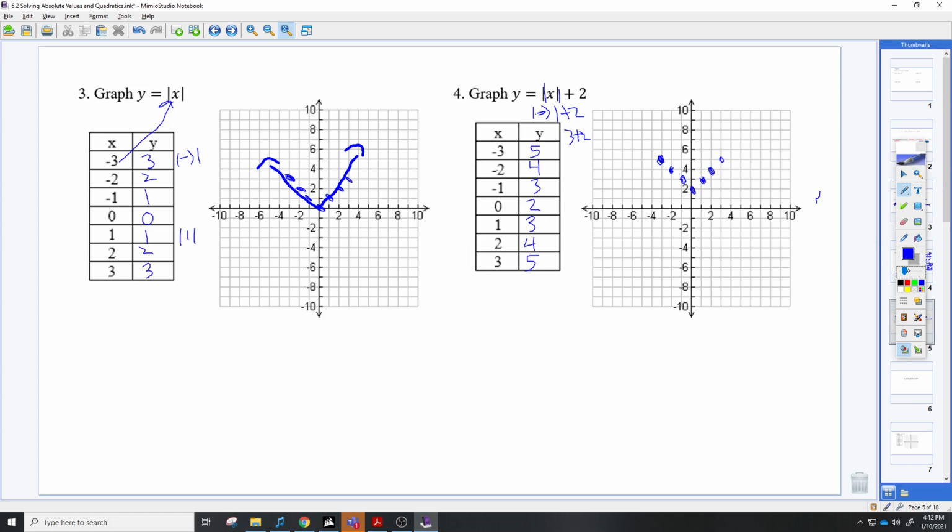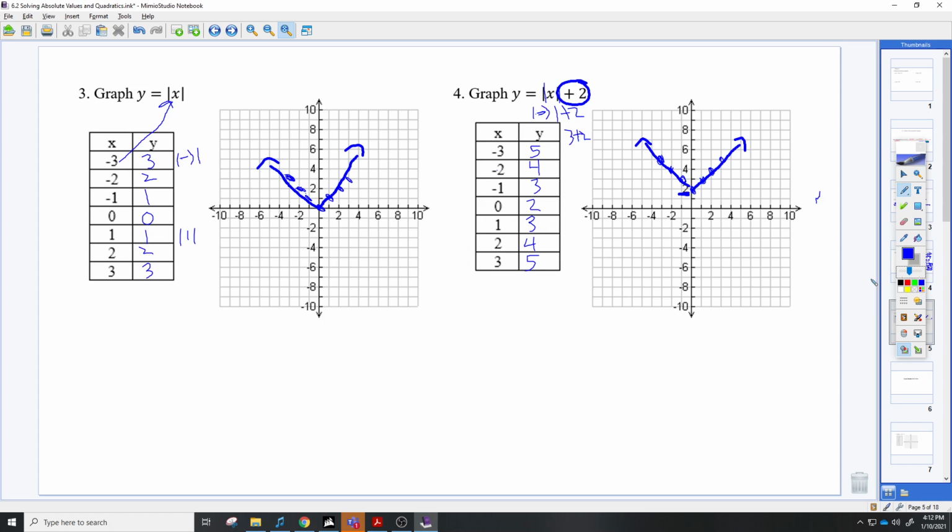If we were to connect these, I'll try it again. A little better that side. Now maybe you notice what happened. It's still that V shape. The original one had that little pointy part at the origin, but now it has been moved up to the 2. Maybe that makes sense since there was a plus 2 here.